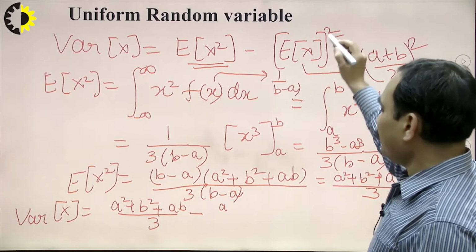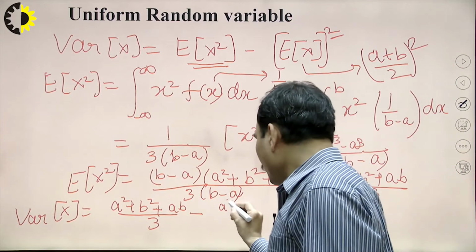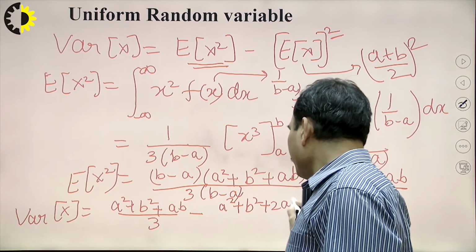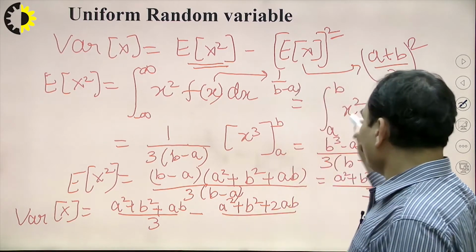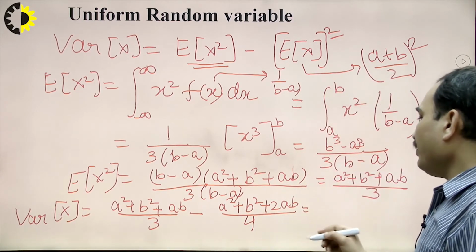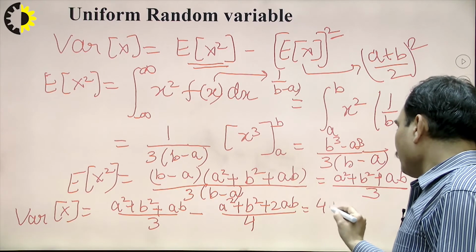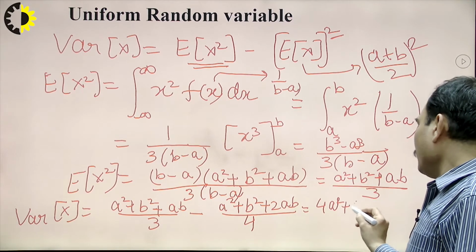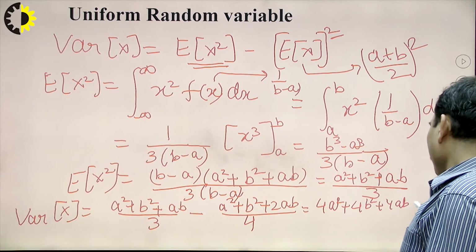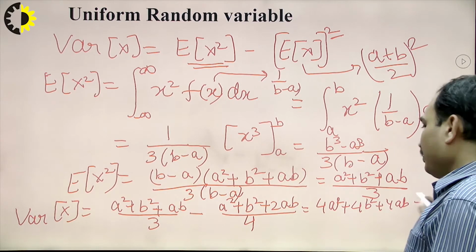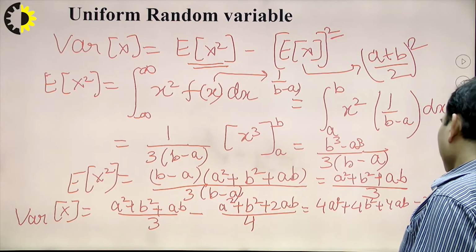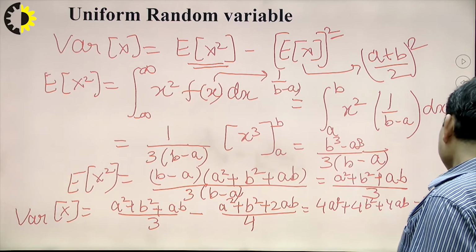So, a square plus b square plus 2ab, by 2 square, which will be 4. Now, for solving it, taking the LCM, what we have is 4 times a square plus 4 times b square plus 4 times ab, minus 3 times a square plus 3 b square plus 6 ab.